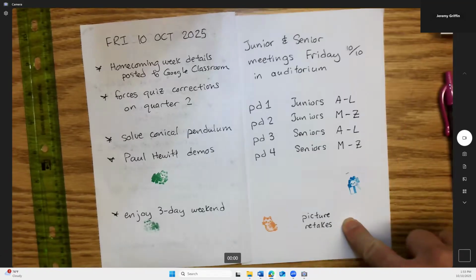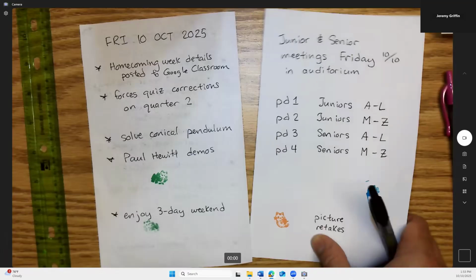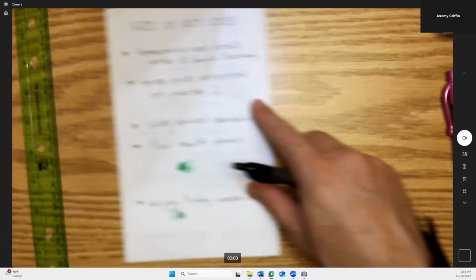Another detail here. We are doing picture retakes today, so if you want to do picture retakes, we're in 7th period. So last shot, probably anytime in the next half hour or so.